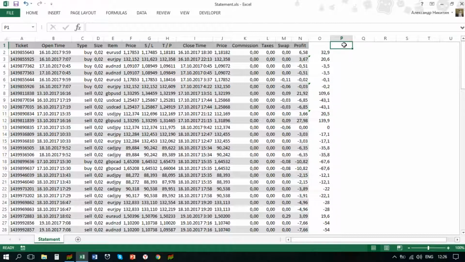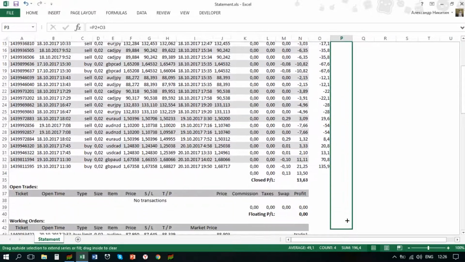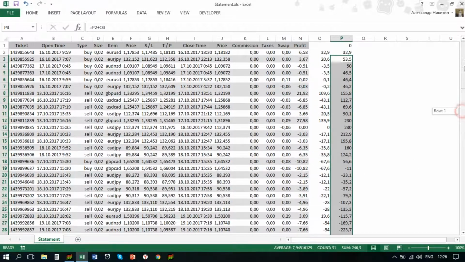So let's calculate the total. How do I calculate it? I start from 0, and every time the trade is closed, I add something to my previous amount. This equals previous plus what I have generated. Now you see I am 32.9 up. Next trade, and I am 53.5 up. Next trade, and I am minus 3.5 down. Yes? Next trade, and so on and so forth. Till the end, let me stretch, and it goes here.